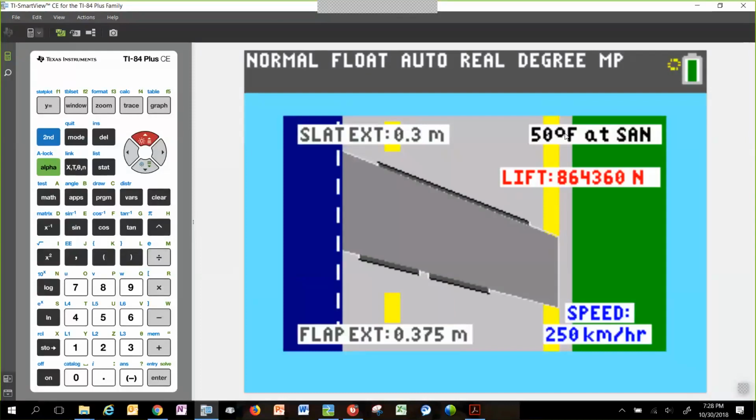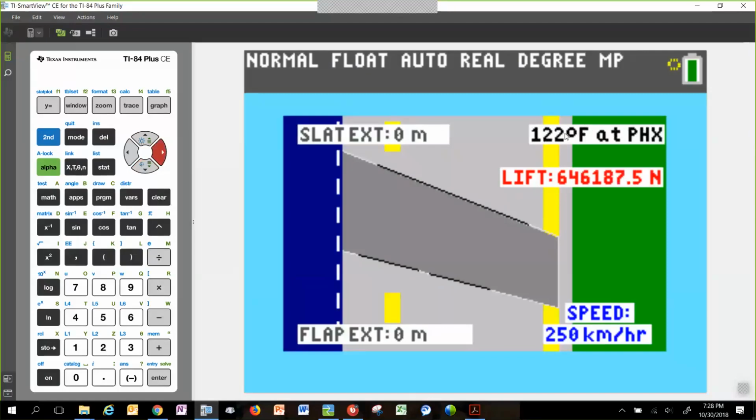So air is pretty dense in San Diego at 50 degrees, but if we navigate, I can't navigate unless my flaps and slats are at 0. So I'm going to go a little bit further to the east from San Diego and land in Phoenix. And it just so happens that today in Phoenix, air temperature is 122 degrees Fahrenheit. It's an extremely hot day. And also, another piece of information is that the humidity has risen an amazing amount. It's just this random thing that happened.